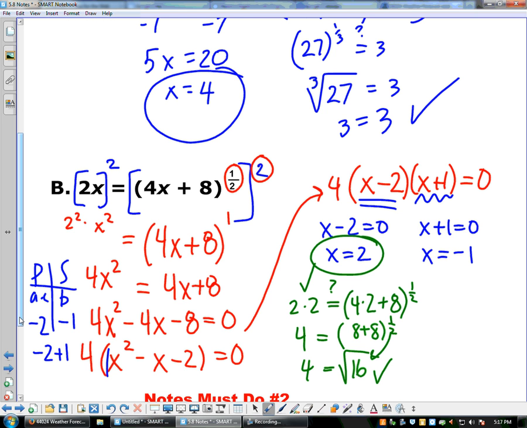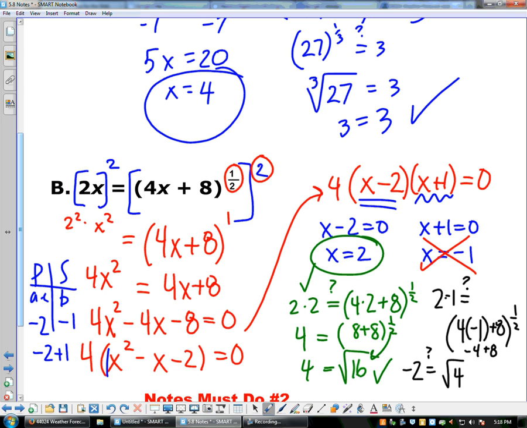Let's test -1 in our problem. So 2 times -1, is that equal to 4 times -1 plus 8 to the 1/2 power? So we're saying 2 times -1, -2, is that equal to the square root of what we have here? 4 times -1 is -4 plus 8. That becomes the square root of 4. So is it true that -2 is equal to the square root of 4? No. Hopefully we're saying that's a no. So remember, that's what we call an extraneous solution. So the answer x equals -1 did not work in the original problem. So my only answer is x equals 2.